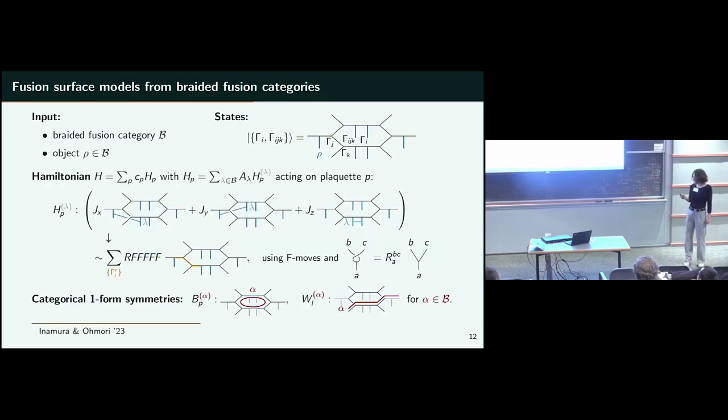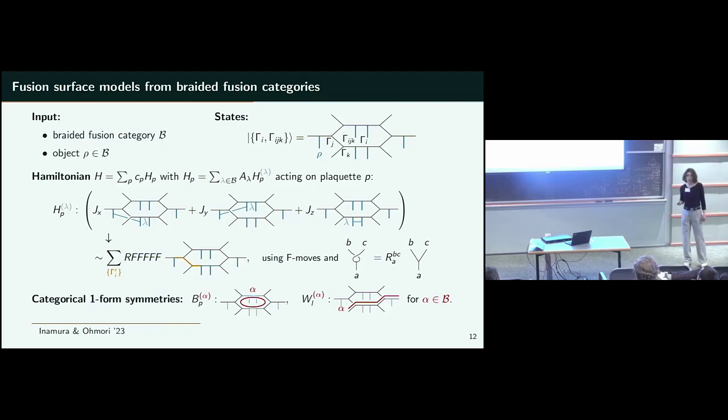Then the Hamiltonian that I will choose for this talk is basically this one. It has three different terms. This JZ term is basically just the local anyon chain Hamiltonian, but the JX and the JY terms couple more degrees of freedom. And they also involve an undercrossing of this black line with the blue line. And this tells me that I need some sort of braiding.